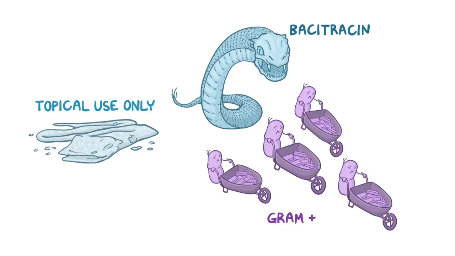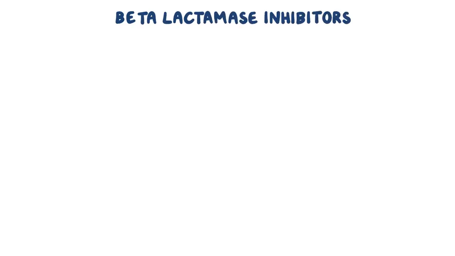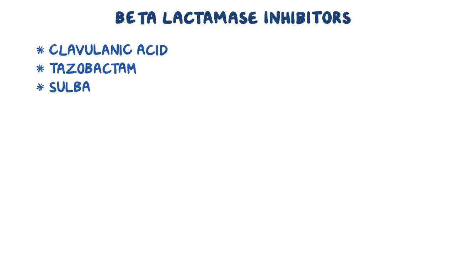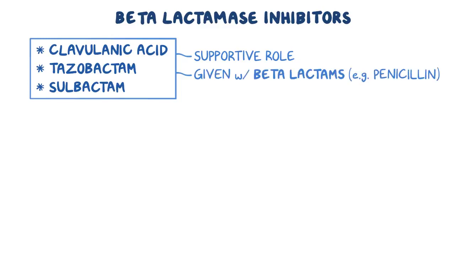Next, let's look at how we can overcome the beta-lactamase problem. One way is to shut them down with beta-lactamase inhibitors. Members of this group include clavulanic acid, tazobactam, and sulbactam. These medications play a supportive role and are given with beta-lactams like penicillin.